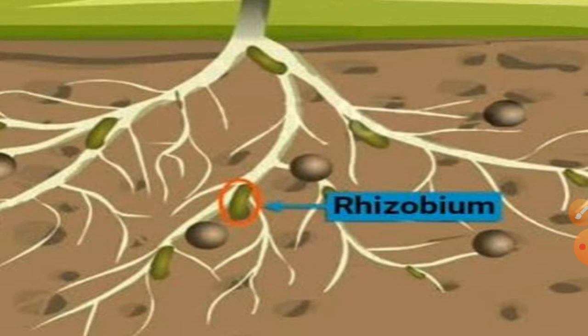In return, the plant provides food and shelter to the bacteria. They have a symbiotic relationship. This association is of great importance to the farmers.